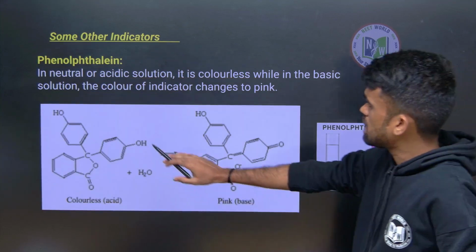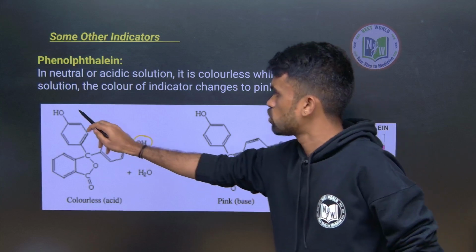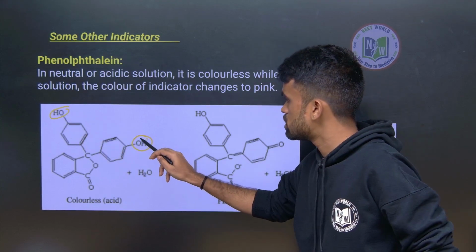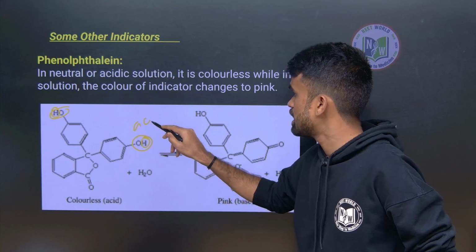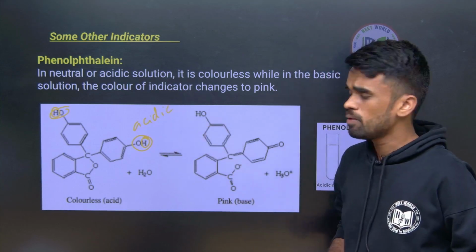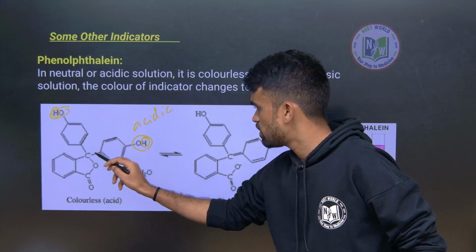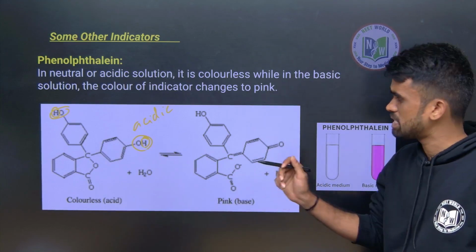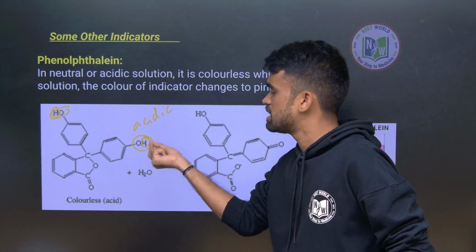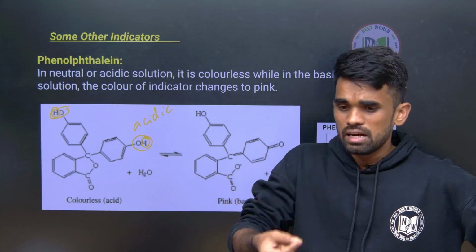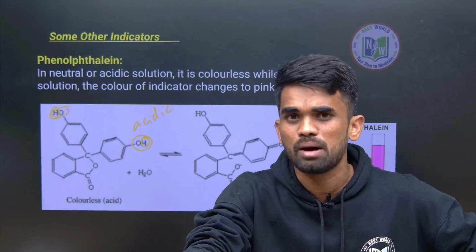So this is the phenolphthalein structure. If you see this, these are the phenol groups. These are the two hydrogens which are responsible for its acidic nature. Whenever this H plus ion comes out, the structure will become like this. Since I am saying it is acidic, it releases H plus ion. We will study why it releases H plus ion, because the definition of acid itself is release of H plus ion, in the upcoming classes.